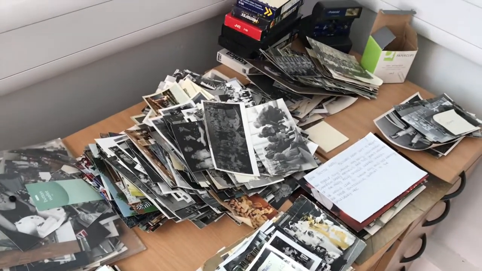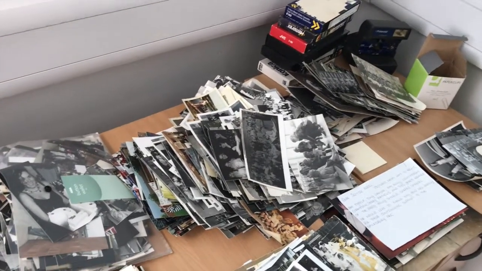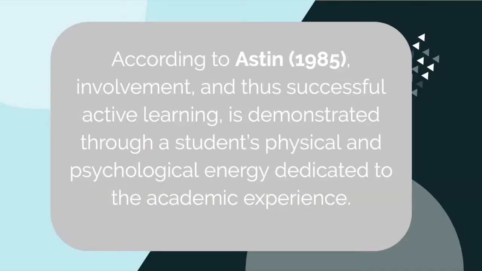Furthermore, active learning is dependent upon student involvement. According to Astin 1985, involvement and thus successful active learning is demonstrated through a student's physical and psychological energy dedicated to the academic experience. This can be demonstrated through my weekly vlogs tracking our Jossey-Bass group project progression.